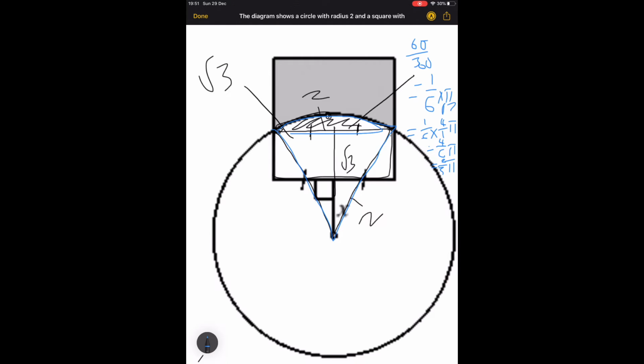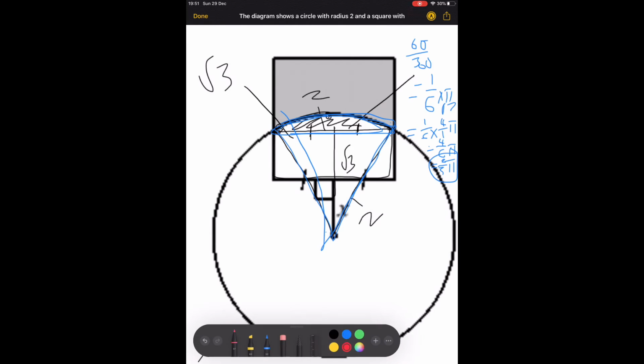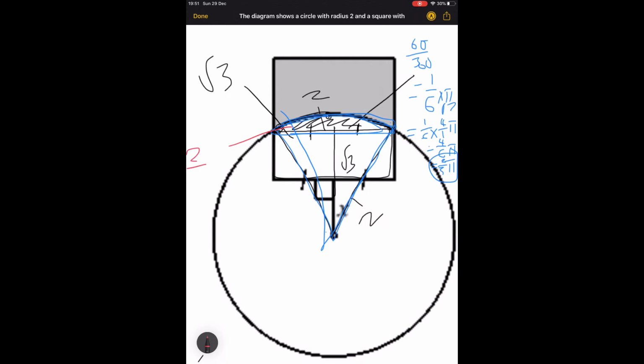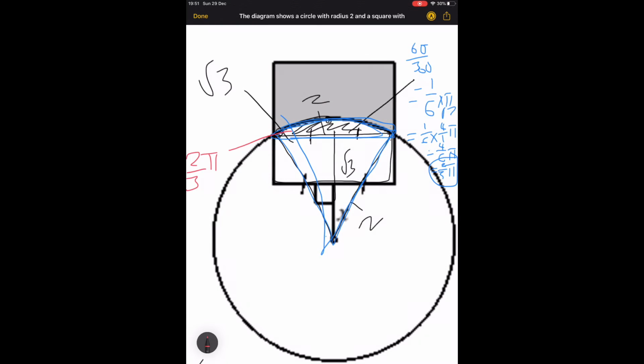So 2/3 pi, and that's the area of the whole sector. To find the area of your chord, we know the area of our triangle, so you would just do the area of our sector minus the area of our triangle to get the area of our chord segment here. So the area of our chord segment would then just be 2 over 3 pi minus root 3. So that's the area of that.